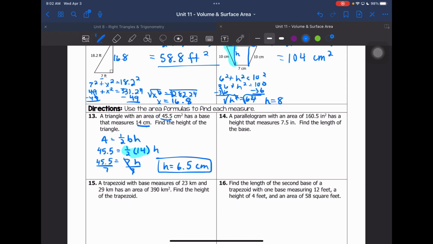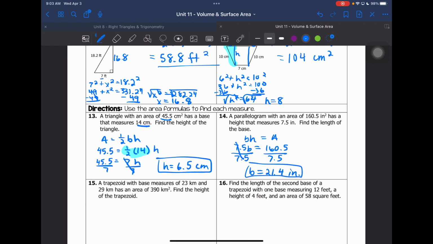Number 14 says a parallelogram with an area of 160.5 inches squared has a height that measures 7.5 inches. Find the length of the base. So remember that the formula for area of a parallelogram is you just multiply base times height, and that gives you the area. So we know that the area is 160.5, and we know the height, that's 7.5, but we don't know the base. So all we need to do is divide by the 7.5, and that's going to give us the base. The base would be 21.4 inches.